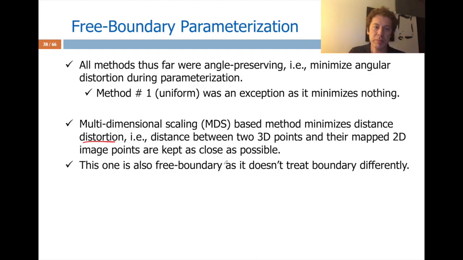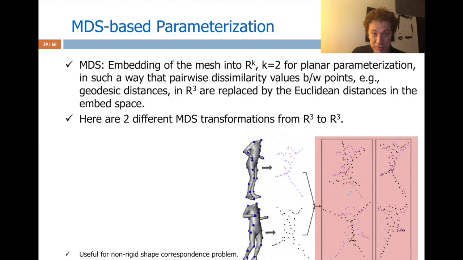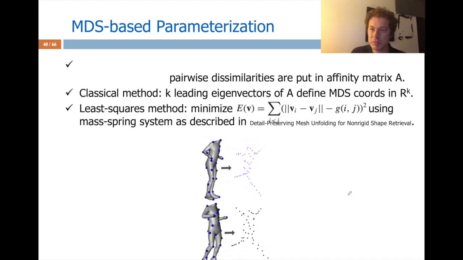So this is also a free boundary method because the boundary vertices are not treated differently. Every vertex will be treated the same. Let me first show you the idea here. It is the distance of these two vertices I and J in the original domain. So G is like the geodesic distance here, I guess, but it will be any distance.